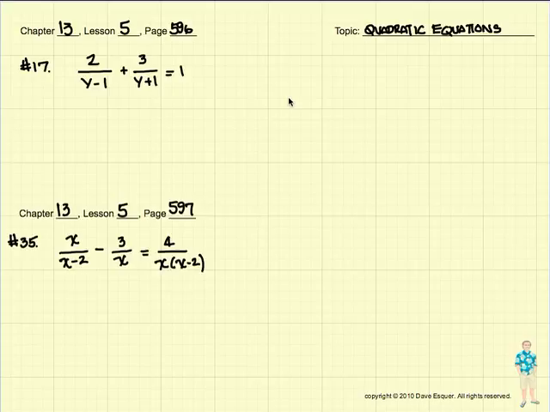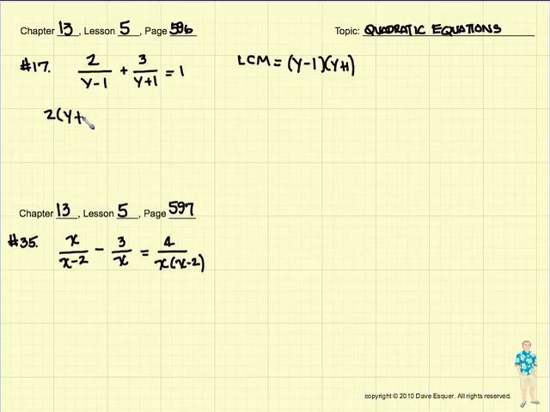Let's start off with something like number 17. 2 divided by y minus 1 plus 3 times 3 divided by y plus 1 is equal to 1. And we know automatically, hopefully, that our LCM is going to be y minus 1 times y plus 1. By now this is kind of old hat for you folks, so we're going to crisscross.